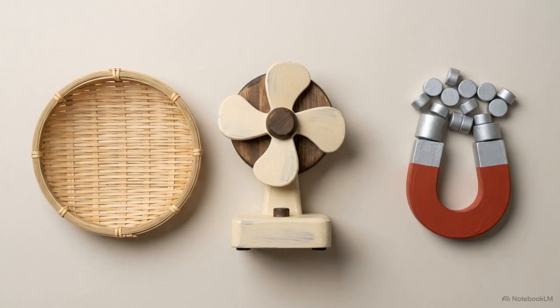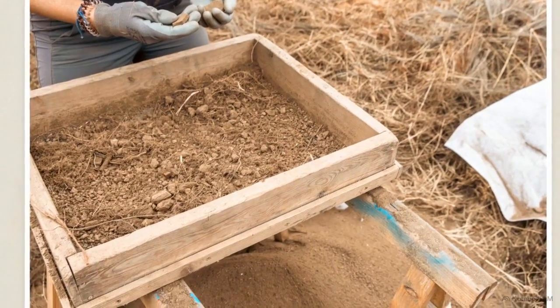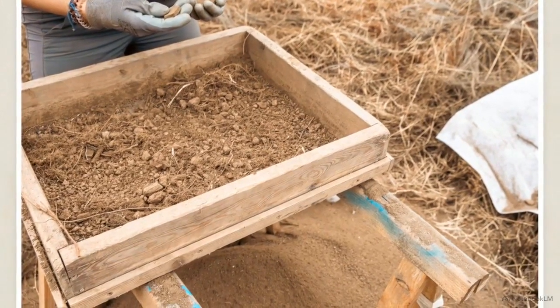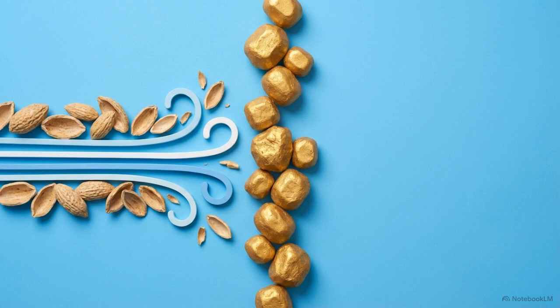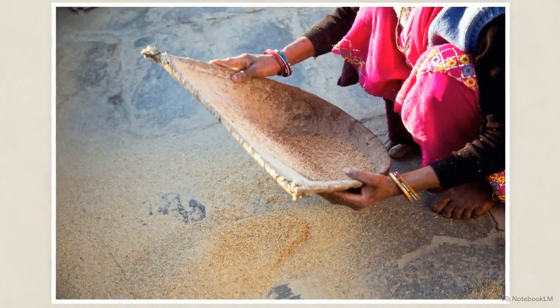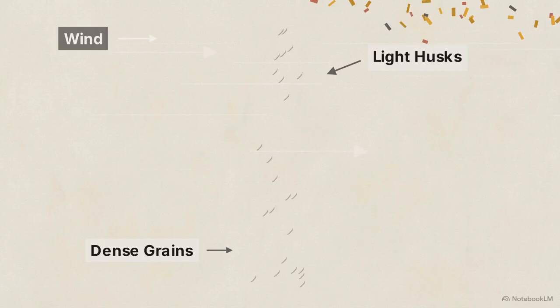You use the specific physical properties of matter as the mechanics for pulling mixtures apart. First is the rule of size. If the components in your mixture are different sizes, you use a barrier with holes. In this wooden sieve, the coarse clumps of roots and dirt are trapped on top, while the fine, powdery soil easily falls through the mesh. Next is the rule of density. If your ingredients have drastically different weights, you let gravity and wind do the work. By tilting this bamboo tray, the farmer allows the wind to blow away the incredibly light husks, while the dense, heavy grains drop straight down into a clean pile.